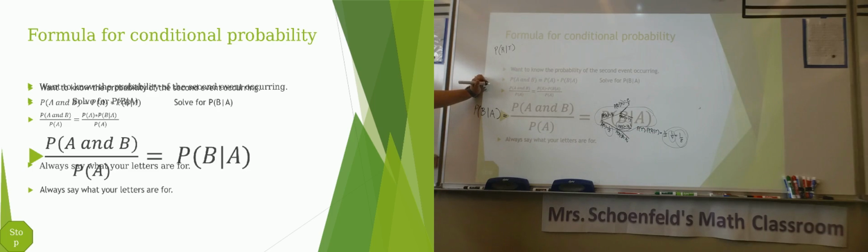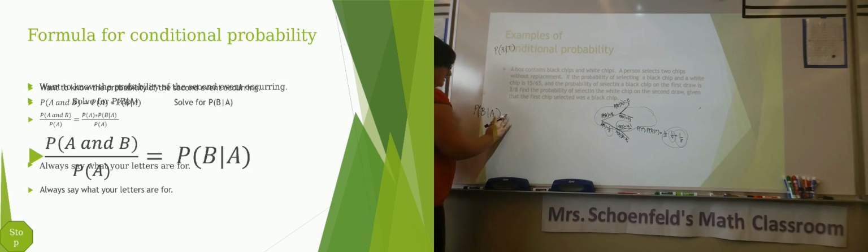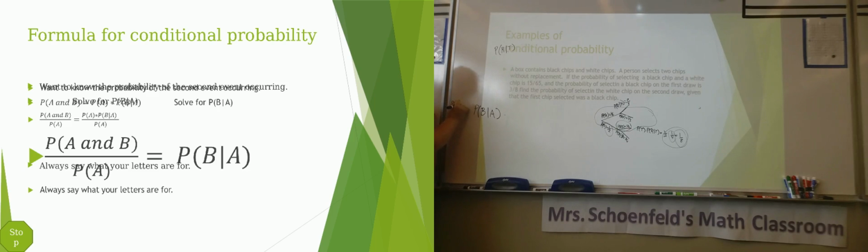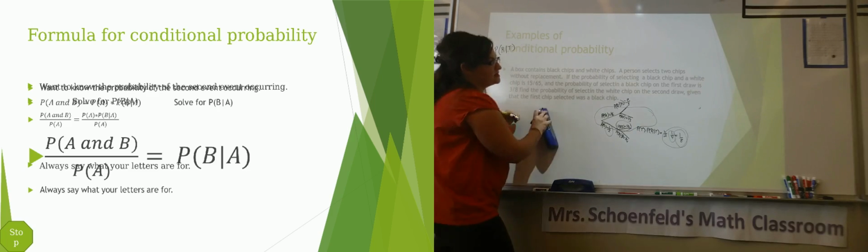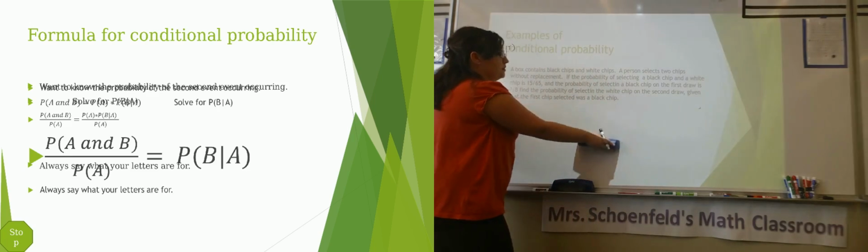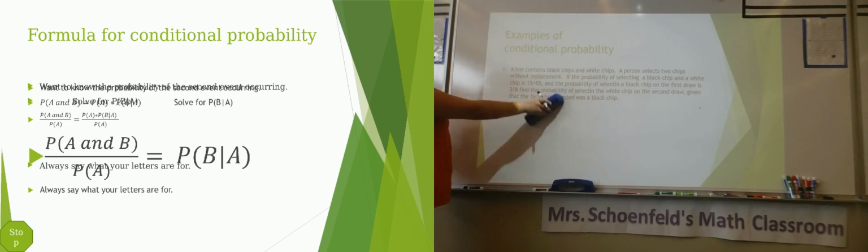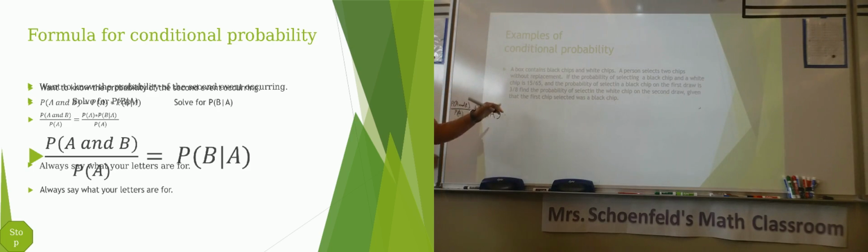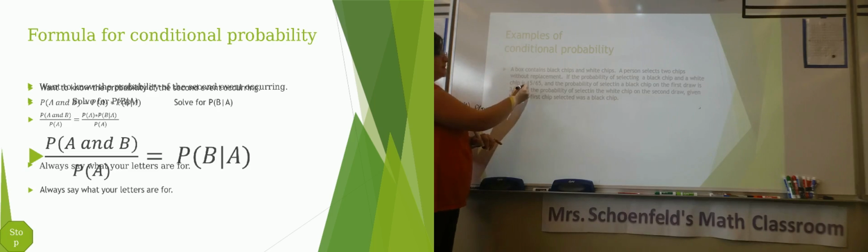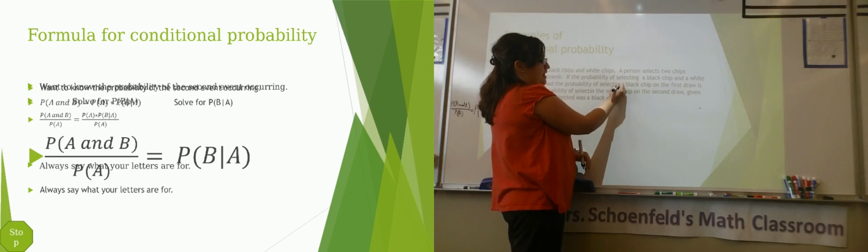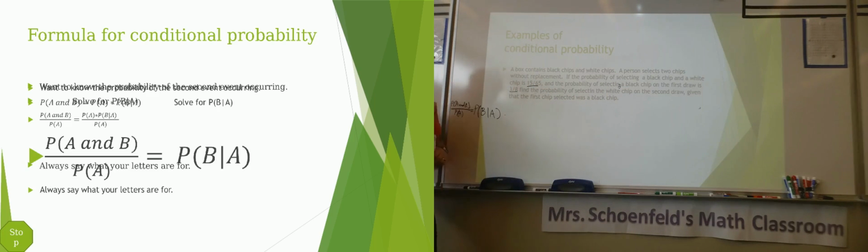Okay, main thing is that we need to say what our letters are for. So let me write this down. Probability of A and B over the probability of A. Okay, so a box contains black chips and white chips. A person selects 2 chips without replacement. If the probability of selecting a black chip and a white chip is 15/65, the probability of selecting a black chip on the first draw is 3/8.